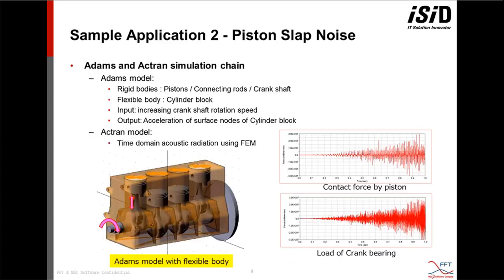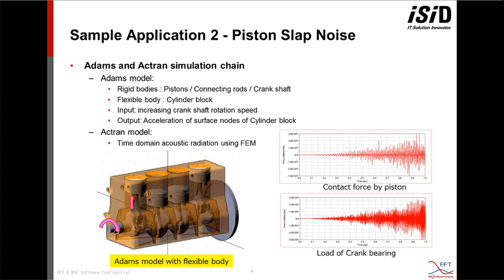And the second example is the simulation chain between Adams and Actran to solve a piston slap noise. So here the uniqueness of this project is that we do not involve a dedicated structure FEA tool. We are solving the FEA part in Adams, or more concretely, the Adams flexible body capability.